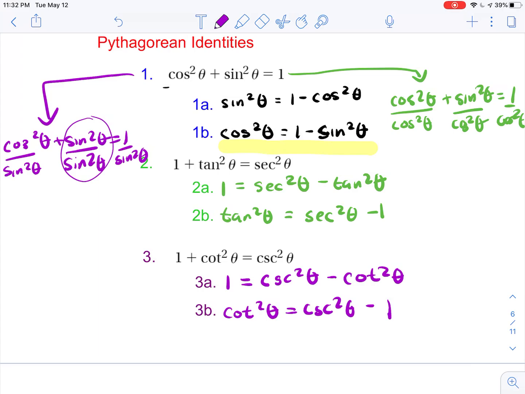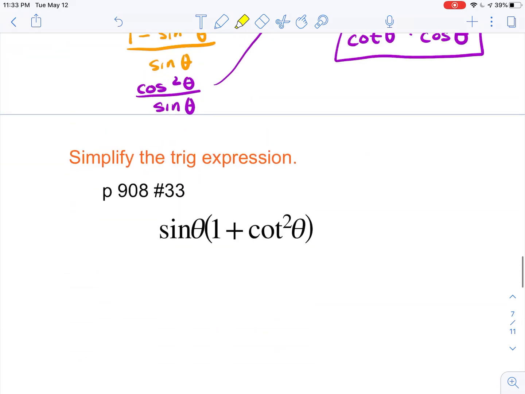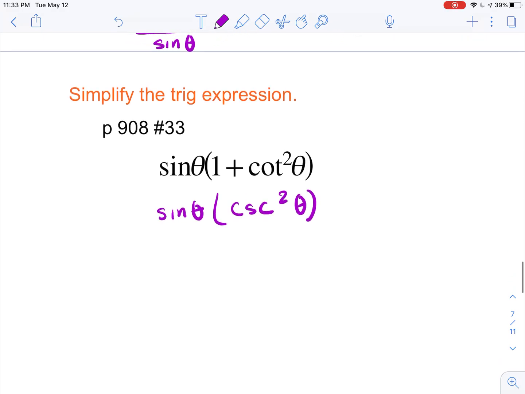Oh, I made a mistake here. Sorry about that. This should be a 1. 1 plus cotangent is equal to, there we go, this identity right here. So we could substitute cosecant squared theta. And that's what I'm going to do. Sine of theta, and substitute cosecant squared, because we have squared theta.